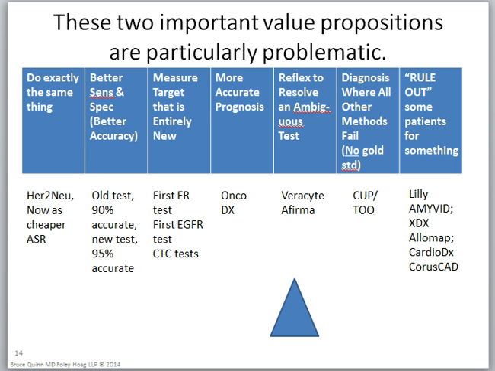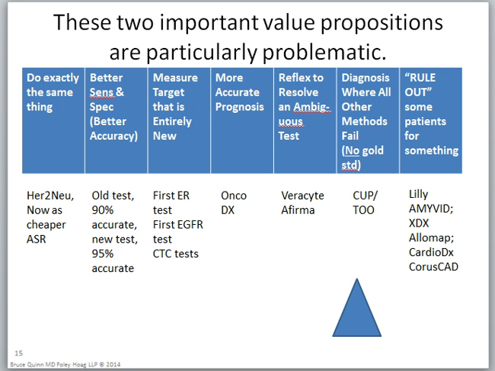Another example is you resolve an ambiguous prior test. In the first video, we talked a little bit about the Veracyte-Afirma test. People have an indefinite fine needle biopsy of their thyroid nodule, and then you roll out this much more expensive but more accurate test to help resolve that. And if you resolve it, you're doing what you were trying to do before, which is decide if they have thyroid cancer or not. So we know what to do with the result.